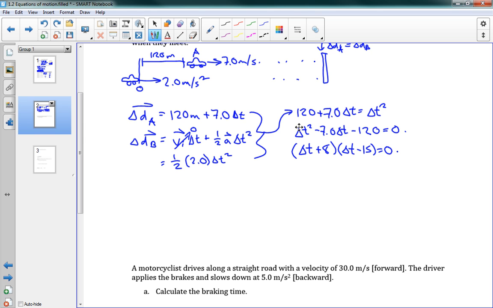Okay, that means that there's two possible solutions here. Either delta t is equal to -8, or delta t is equal to 15. The last step here is to say, well, this is impossible, because we're talking about what happens after the race starts. -8 is going backwards in time. That doesn't make too much sense. So our answer there is going to be 15 seconds. So we can say, therefore, delta t equals 15 seconds.